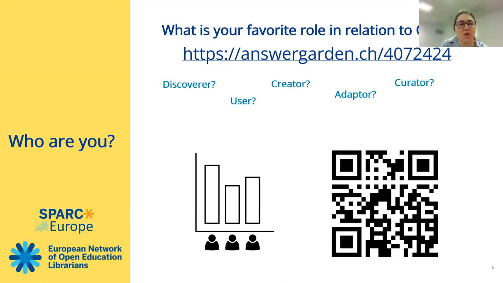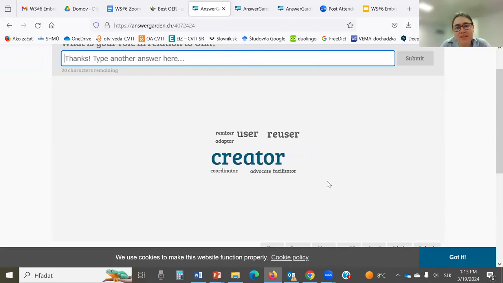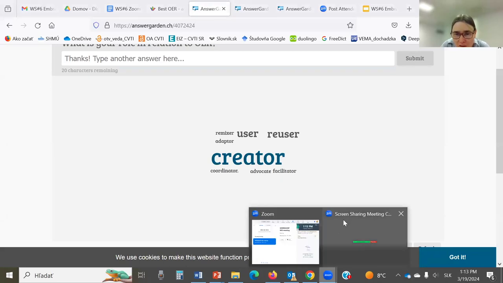So the first warm up question is who you are and who you are in relationship to open educational resources. So are you a discoverer, user, creator, adapter, curator, or any other role you can think of and you think is your favorite in relationship to open educational resources? So please share your role in this answer garden poll. I'm a user and reuser, and I think many librarians and also academic faculties have a different role in relationship to open educational resources.